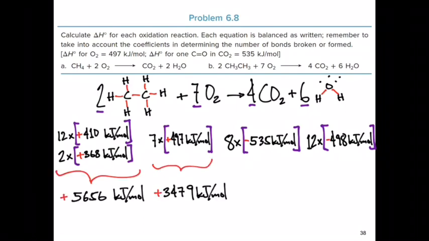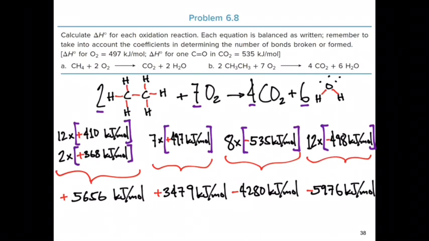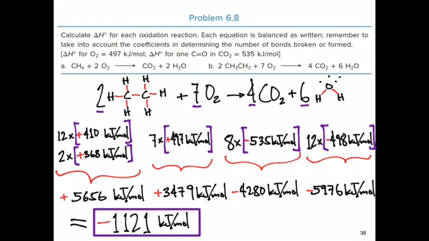So now we would add up all these numbers together. So 5,656 plus 3,479 minus 4,280 minus 5,976, and we get negative 1,121 kilojoules per mole of energy. So again, this oxidation reaction here is an exothermic process which releases 1,121 kilojoules per mole of energy.